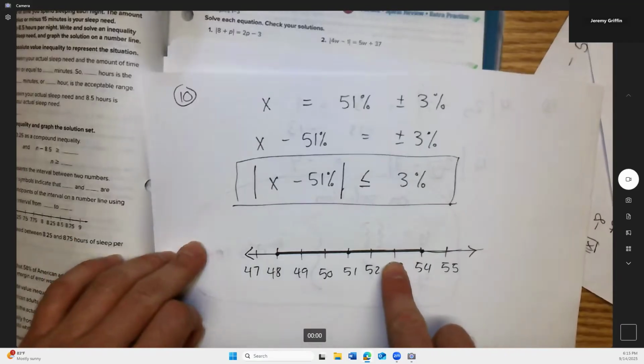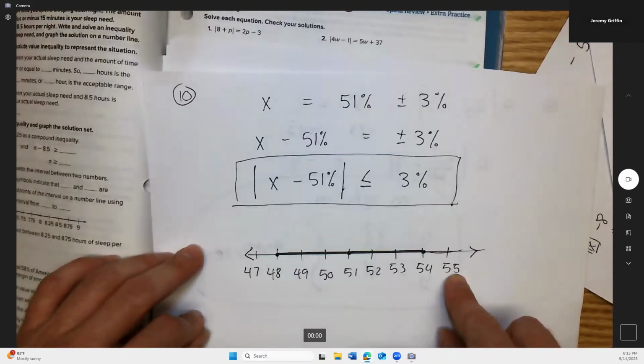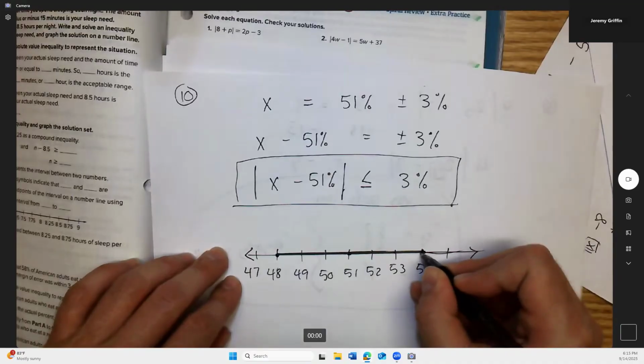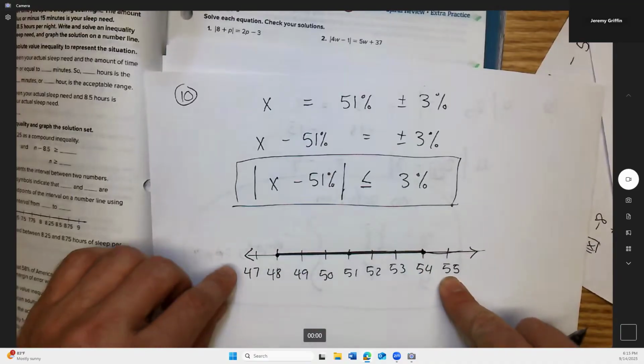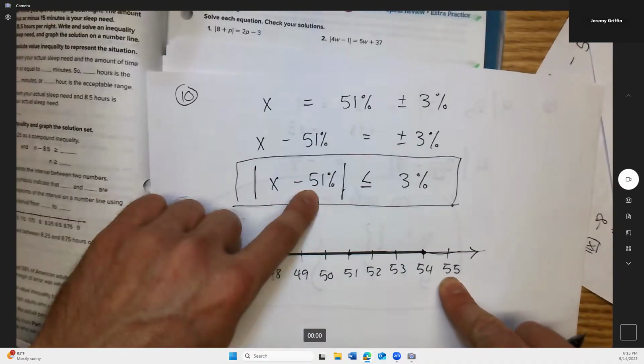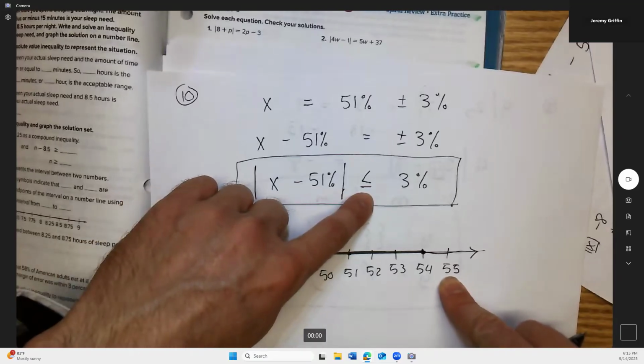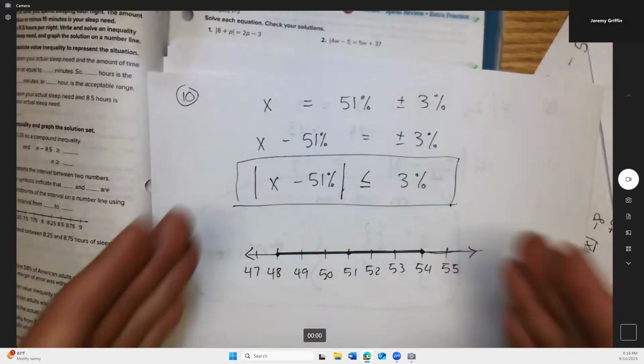It's nice. But if you went to the polls and got like 55%, that would not be indicated by this expression. So 55 should fail. 55 minus 51 is 4. Is 4 less than 3? No. So this is exactly it.